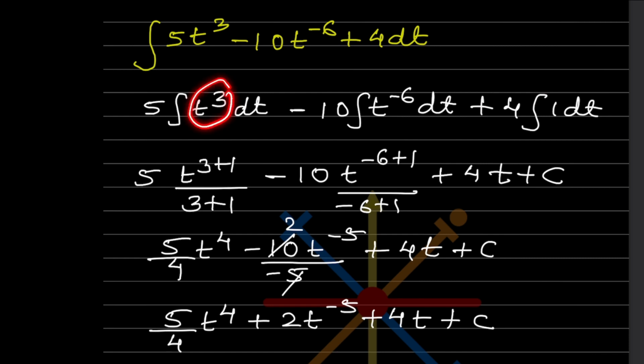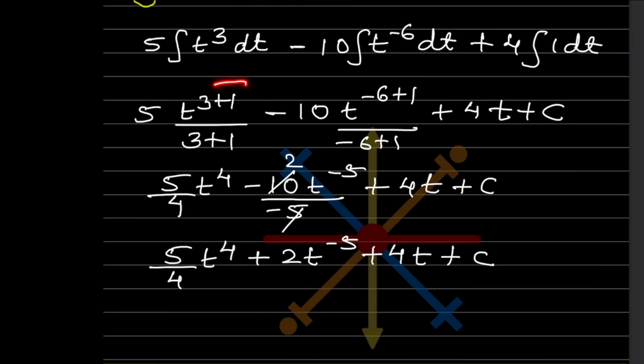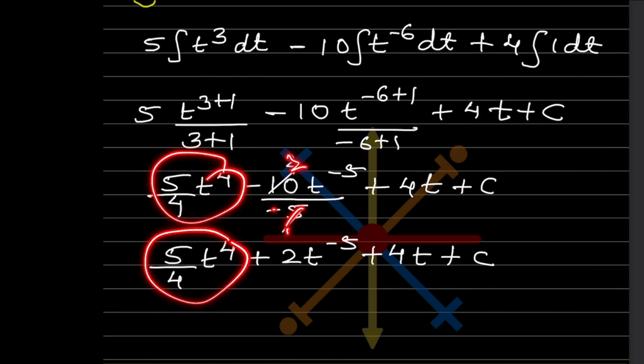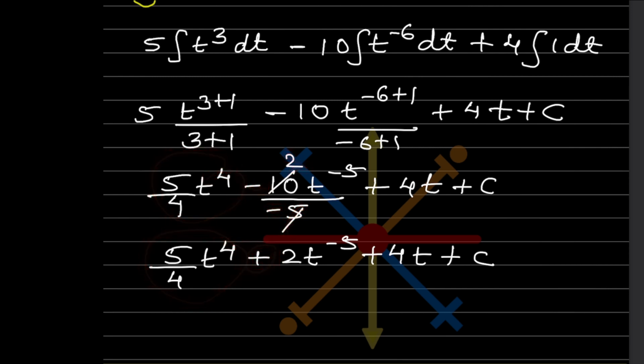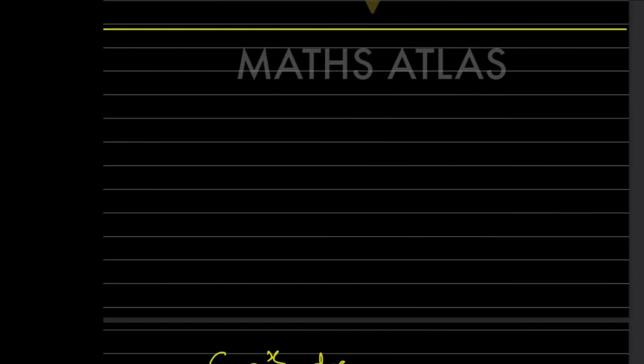So now let us take the integration of this one. So that will be 3 plus 1 divided by 3 plus 1, this will be as it is. Again, minus 6 plus 1, minus 6 plus 1 in the denominator. This will be as it is, and for this one, you know that it will be t, and this will be c. So now, 4 divided by 4, this 10 as it is, this will be minus 5 divided by minus 5. Hope this is clear. This is the same. 5 ones are 5 twos, and this minus and minus becomes plus, so this is plus. So this is 2 t raised to minus 5 plus 4t plus c. So this is the answer.